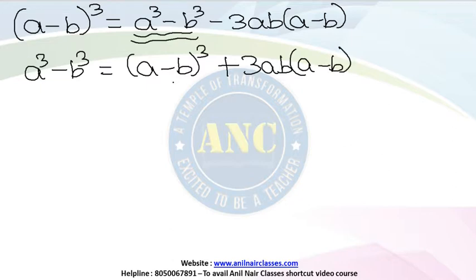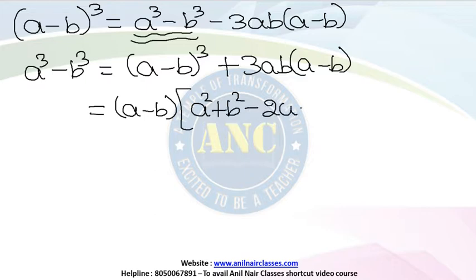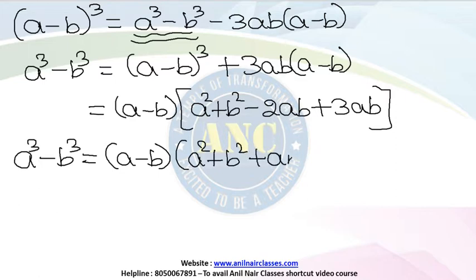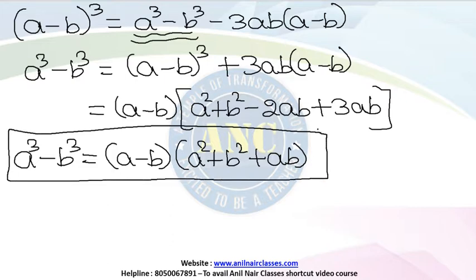So, I want to take this a minus b as a common factor. If I take a minus b common on the right hand side, this becomes a minus b into the thing which is left here, a minus b whole square, a square plus b square minus 2ab, and here the leftover term is plus 3ab. So, eventually this will finally reduce to a cube minus b cube is equal to a minus b into a square plus b square plus ab, right? A square plus b square plus ab. I hope the idea is very clear for you people.